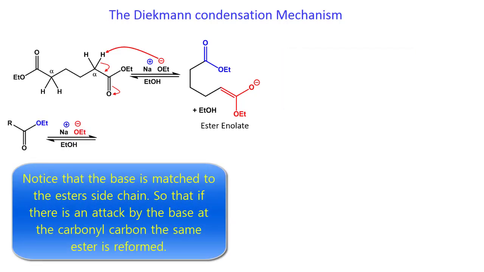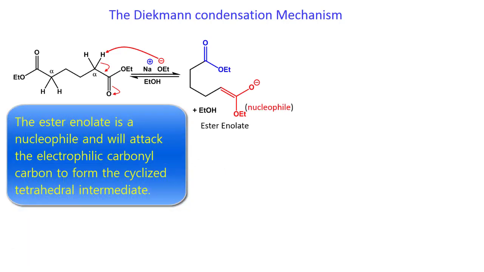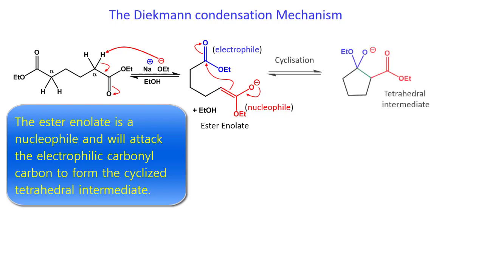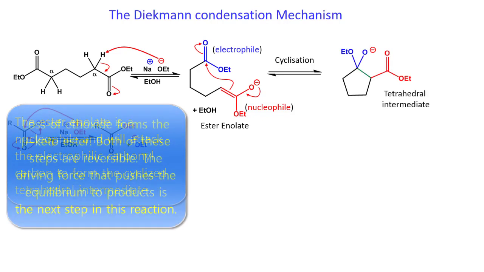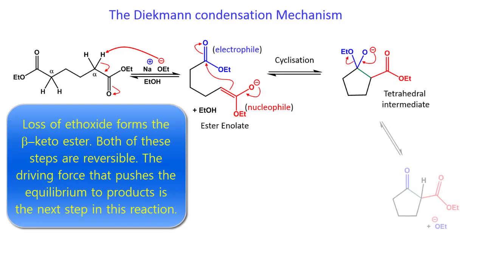Notice that the base is matched to the ester side chain, so that if there is an attack by the base at the carbonyl carbon, the same ester is reformed. The ester enolate is a nucleophile and will attack the electrophilic carbonyl carbon to form the cyclized tetrahedral intermediate. Loss of ethoxide forms the beta-keto ester. Both of these steps are reversible.